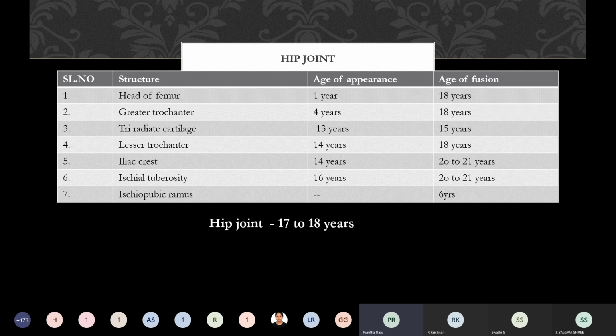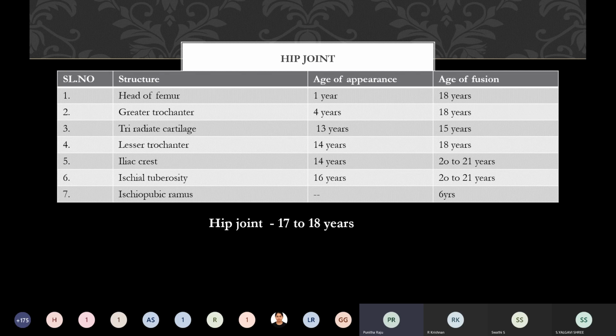1 is for the head of the femur, 4 is for the greater trochanter, and 14 is for the lesser trochanter. Okay, it is 1, 4, 14. So that is a very easy method to remember for the upper end of the femur. For the humerus, I told you it is 1, 3, 5. So 1 is for the head of the humerus, 3 is for the greater tubercle, and 5 is for the lesser tubercle. So it is very easy if you remember it like this.